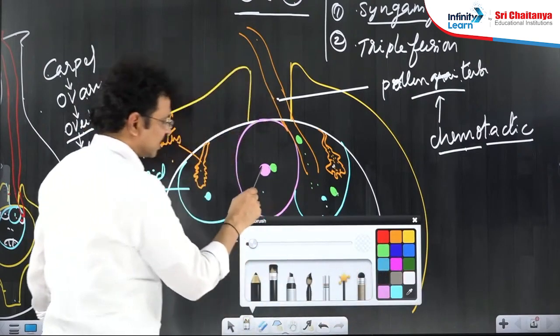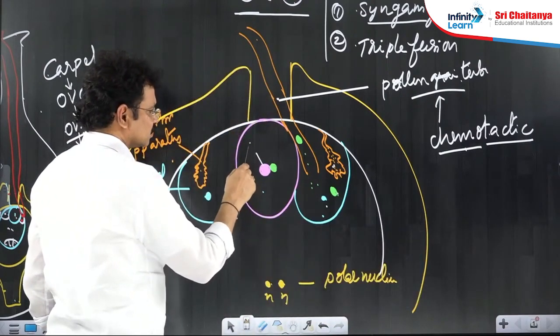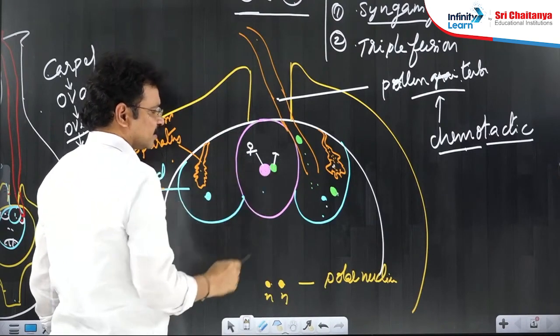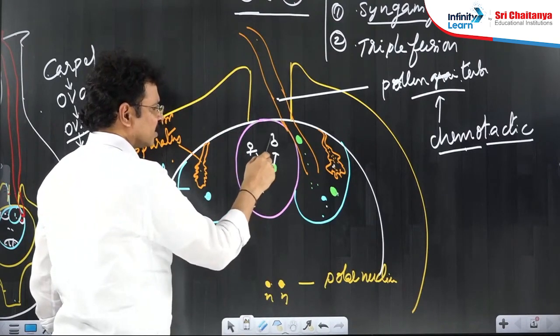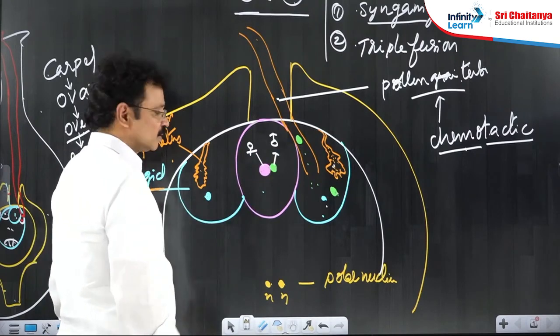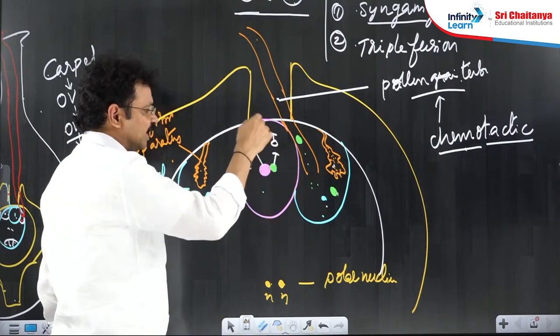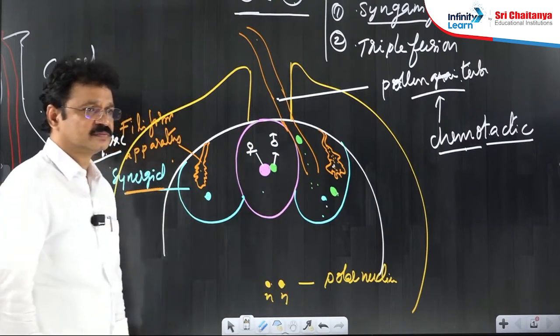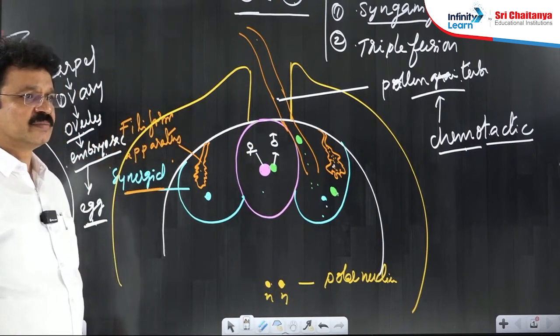That pink one is the egg nucleus, or female nucleus. That green one is the male nucleus, or sperm nucleus. This fusion takes place inside the egg cell. This kind of fusion is called syngamy. Fusion of two gametes is syngamy.